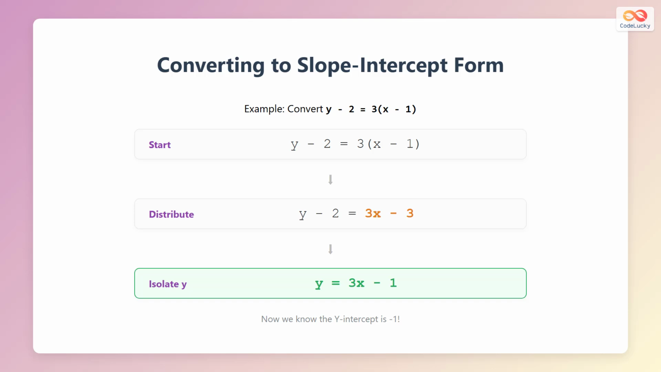The great thing about point-slope form is that it can easily become slope-intercept form. Just do a little algebra. Distribute the slope into the parentheses, and then isolate y by moving the constant to the other side. Now you have a clean y = mx + b equation.